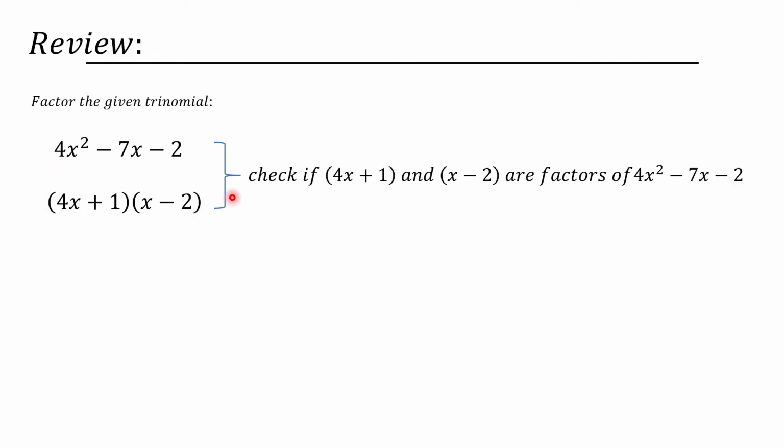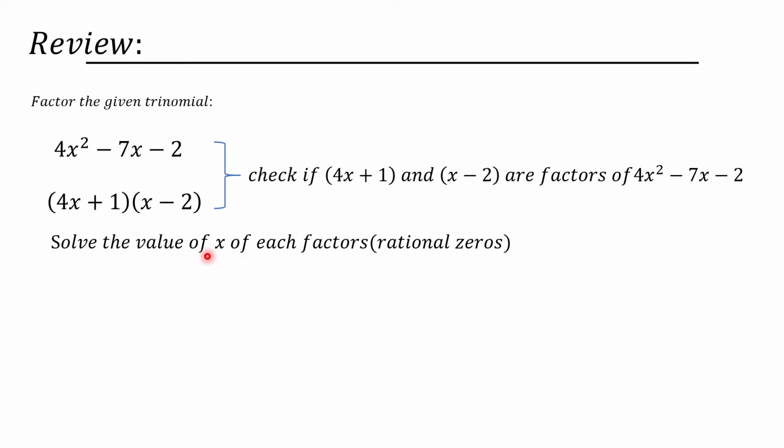Okay? So one of the methods na alam natin is imumultiply natin to with the FOIL method, tapos dapat babalik siya sa original niyang equation. But there's another way paano i-check yung factor natin if they are indeed a factor of that given polynomial. So ang gagawin natin ngayon is we have to solve first the value of your x. Okay? Of each factors, or meaning that is the rational zeros. Okay, ito. Isosolve natin ang x ng bawat factors.